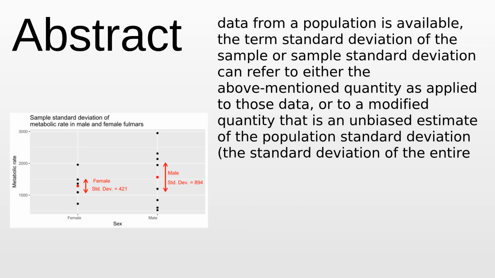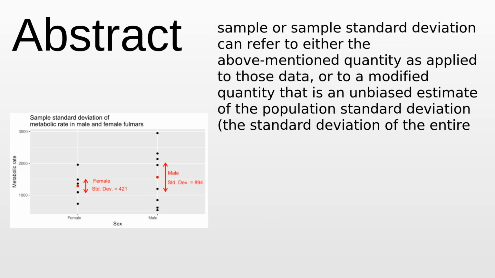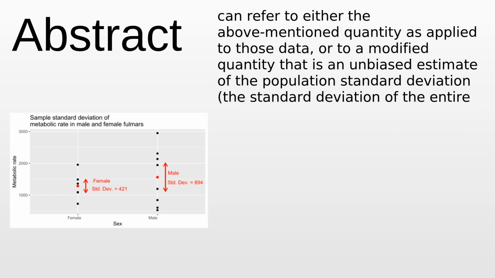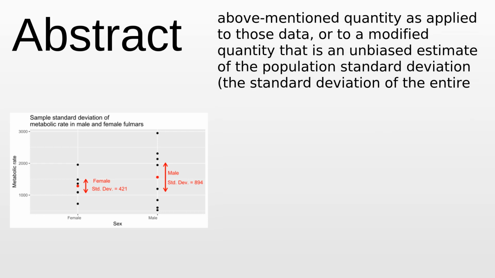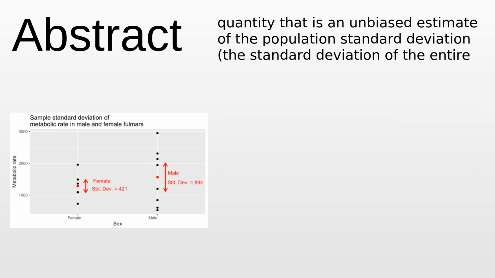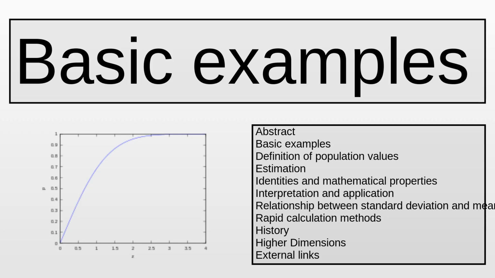The term standard deviation of the sample or sample standard deviation can refer to either the above-mentioned quantity as applied to those data, or to a modified quantity that is an unbiased estimate of the population standard deviation, the standard deviation of the entire population. Basic examples.